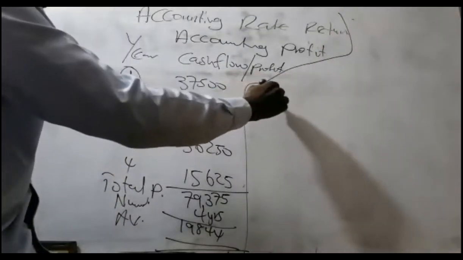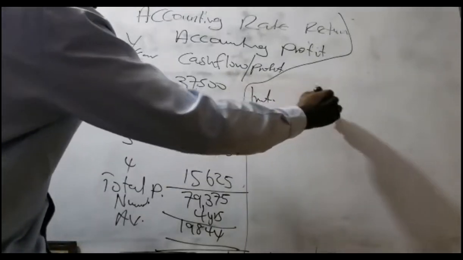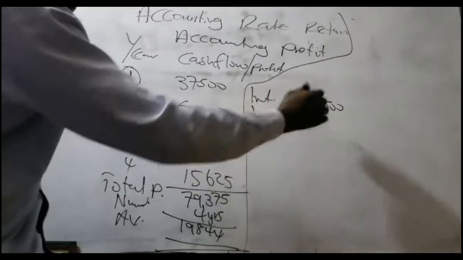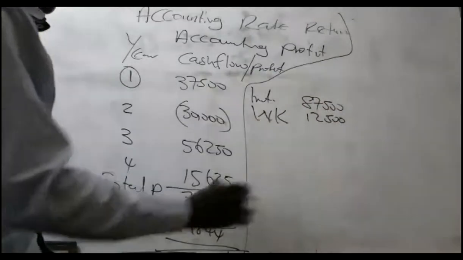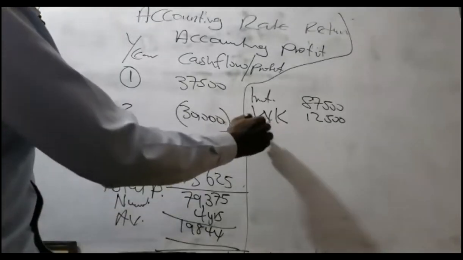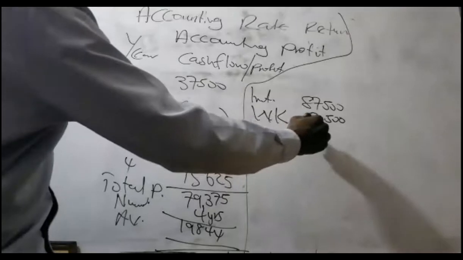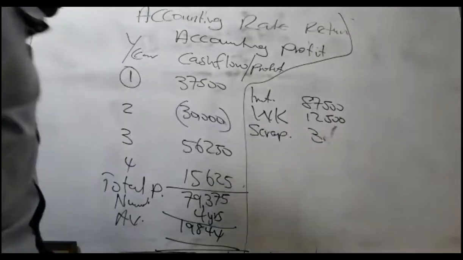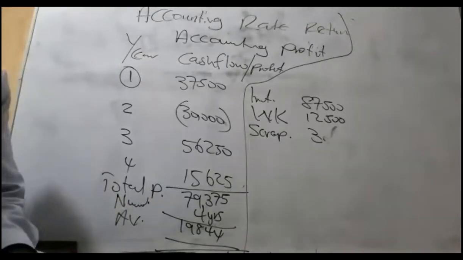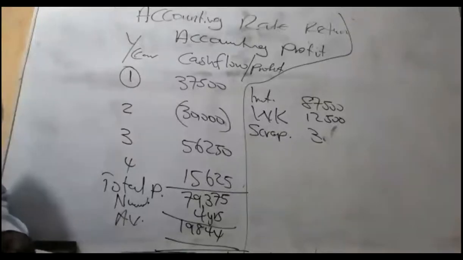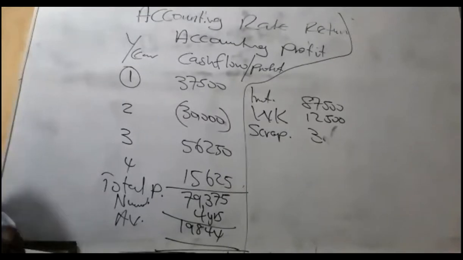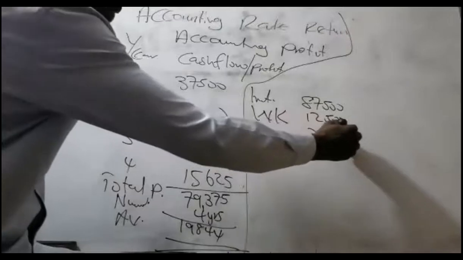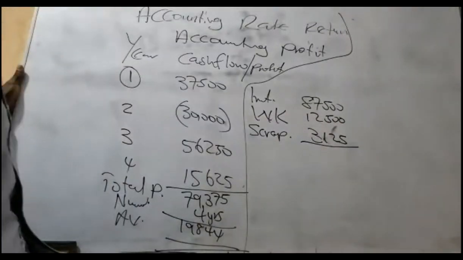So the initial investment we had 87,500. Working capital, no shortcut. We have 12,500. So putting all these, we have 100,000 plus the scrap value. What's the scrap value? 3,125. So 3,125, that's the scrap value. So the total, you just divide this by 2.